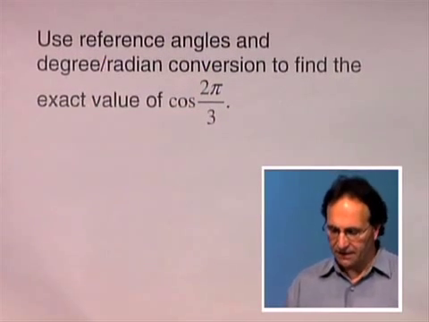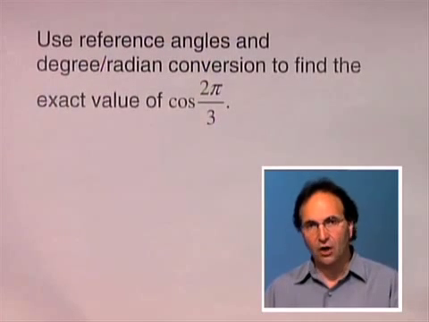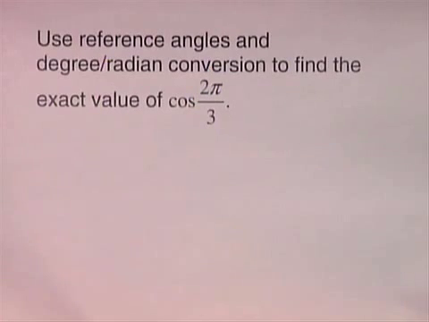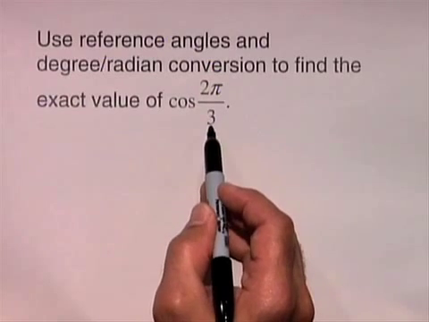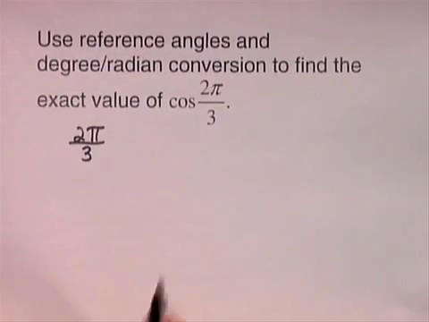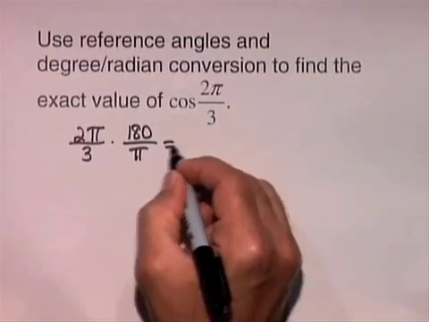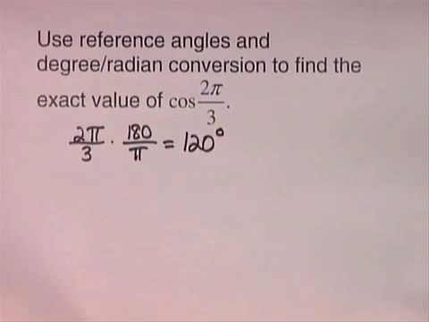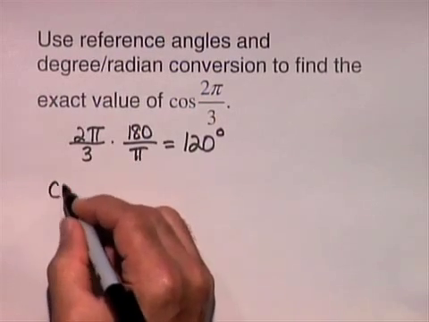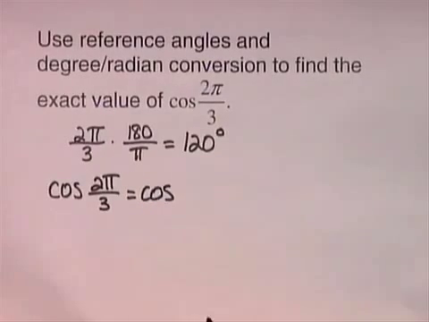Use reference angles and degree radian conversion to find the exact value of cosine 2 pi over 3. Let's begin by looking at converting 2 pi over 3 to its equivalent degree measure. We do that by multiplying by 180 divided by pi, giving us a result of 120 degrees. So the cosine of 2 pi divided by 3 is equal to the cosine of 120 degrees.